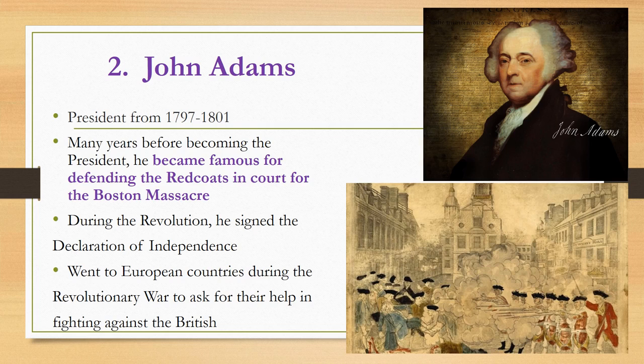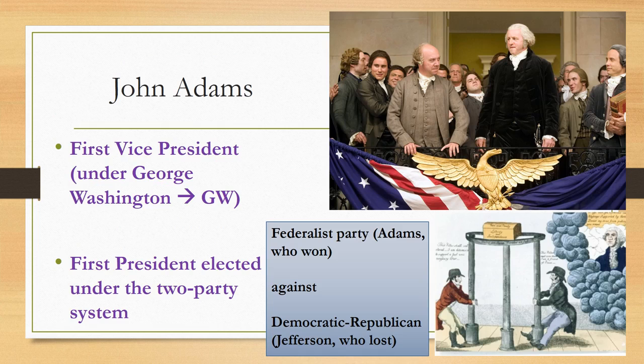Our second president is John Adams. John Adams becomes the president from 1797 to 1801. Now we know that many years before becoming president, John Adams had become famous for defending the Redcoats as their attorney in court for the Boston Massacre. During the Revolution, he signed the Declaration of Independence. And during the Revolutionary War, he also went to European countries, kind of like an ambassador, to ask for their help in fighting against the British.